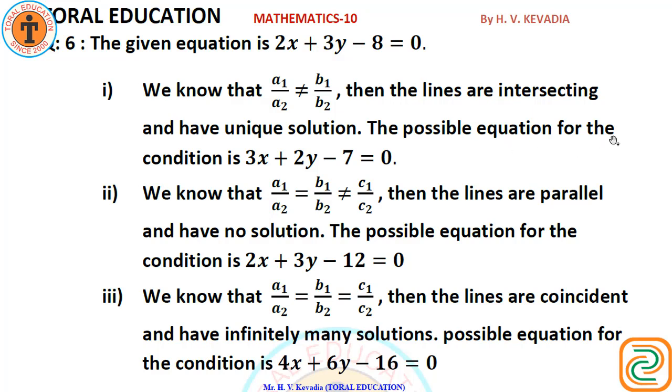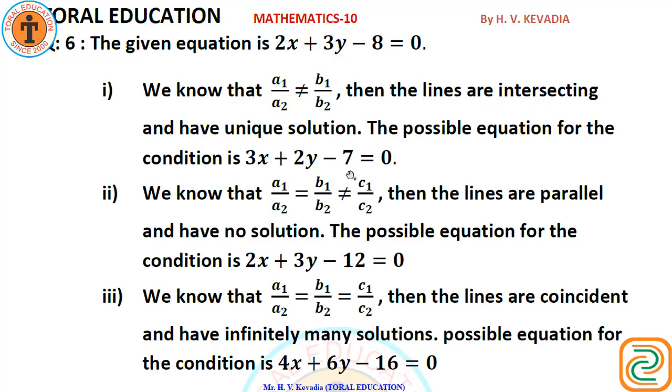The possible equation for the condition is 3x plus 2y minus 7 equals 0. We can write any equation, except these two must not be equal. That is 2 upon 3, a1 upon a2. Check: 2 upon 3. b1 upon b2, 3 upon 2. 2 upon 3 is not equal to 3 upon 2. Therefore, a1 upon a2 is not equal to b1 upon b2.